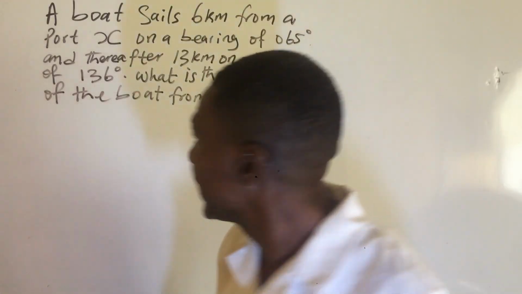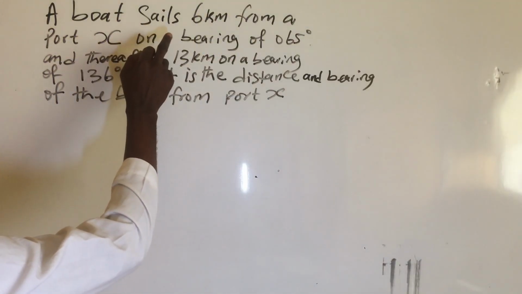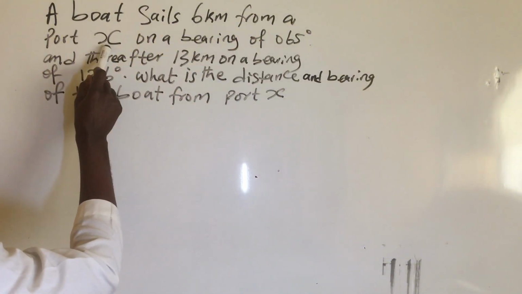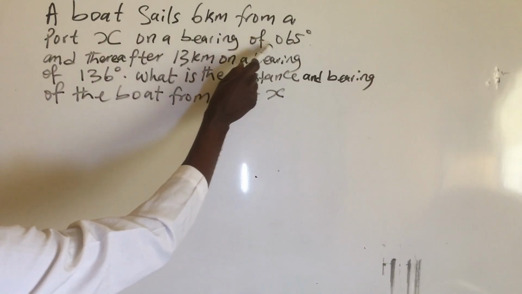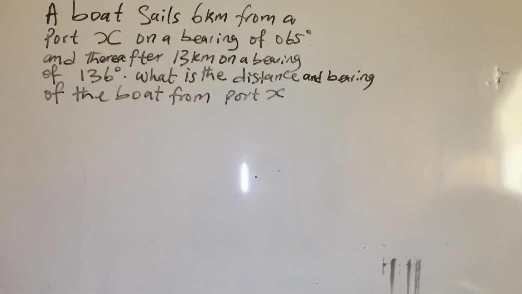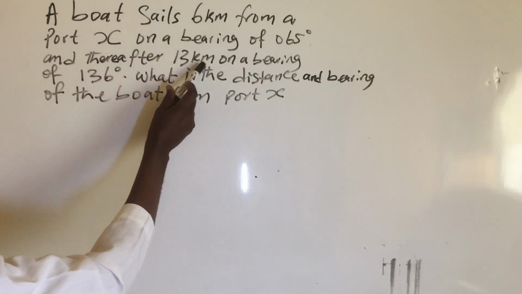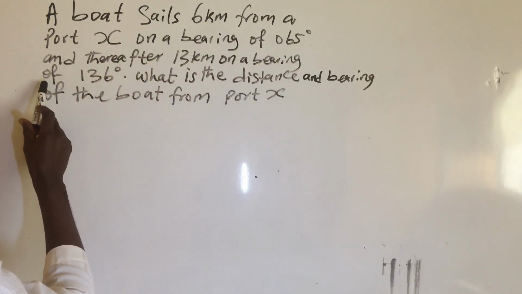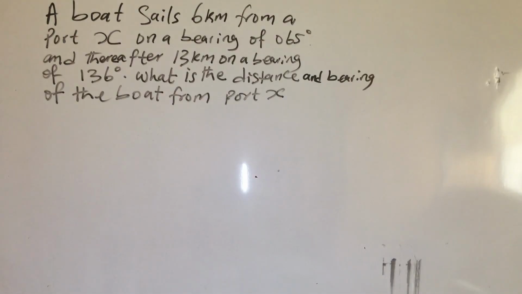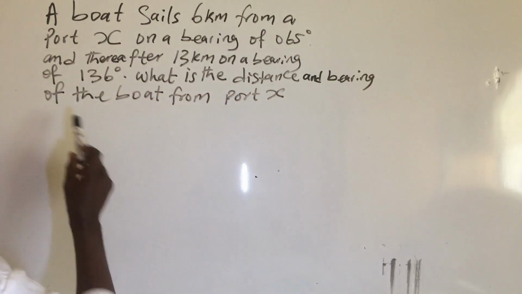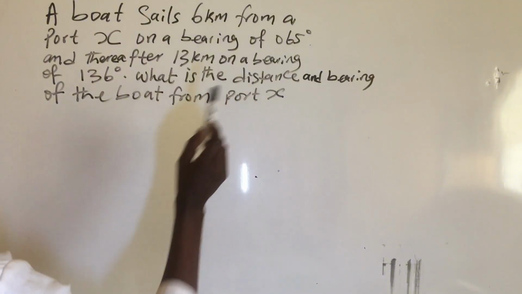Let's go on board. A boat sails 6 kilometers from a port X on a bearing of 065 degrees and thereafter 13 kilometers on a bearing of 136 degrees. Then what is the distance and the bearing of the boat from port X?